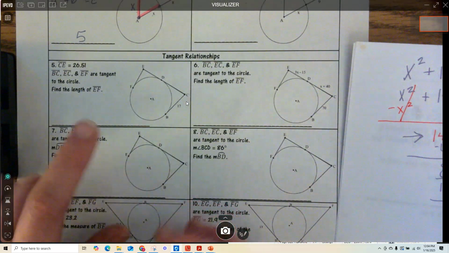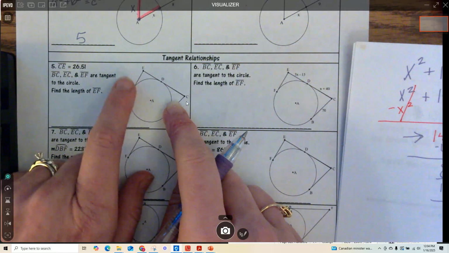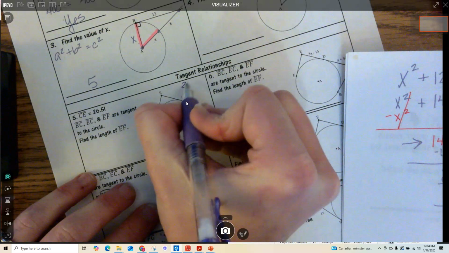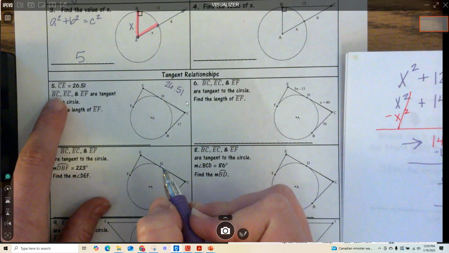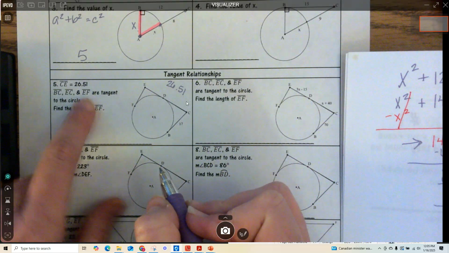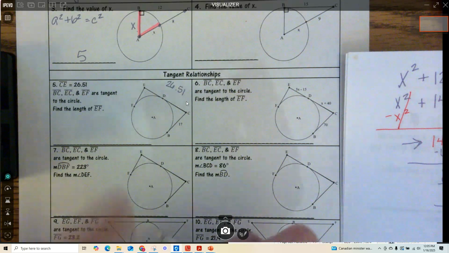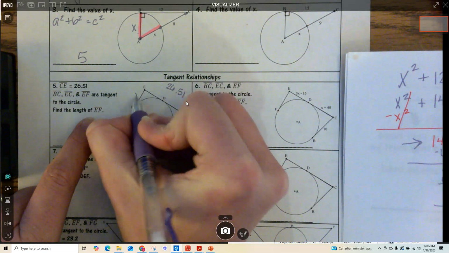Other relationships. So these are the intersecting ones we were talking about. It says CE, so the total distance across this is 26.51. BC, EC, and EF are all tangent. That's important. If it doesn't say they're tangent, you can't just assume that it's a tangent line. Okay? This says find the length of EF. So EF is this distance here.